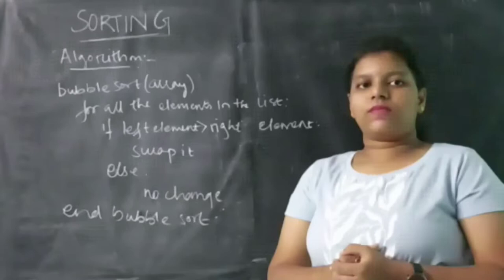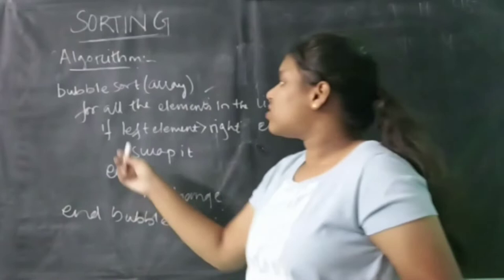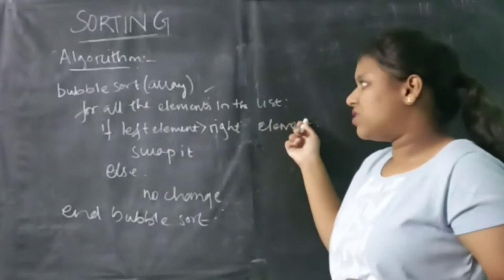Now I am going to explain the algorithm for bubble sort. First, we will give bubble sort of array. This is defining the statement. Next, for all the elements in the list, as we are going to give the number of elements in the list, we will give for all the elements in the list.